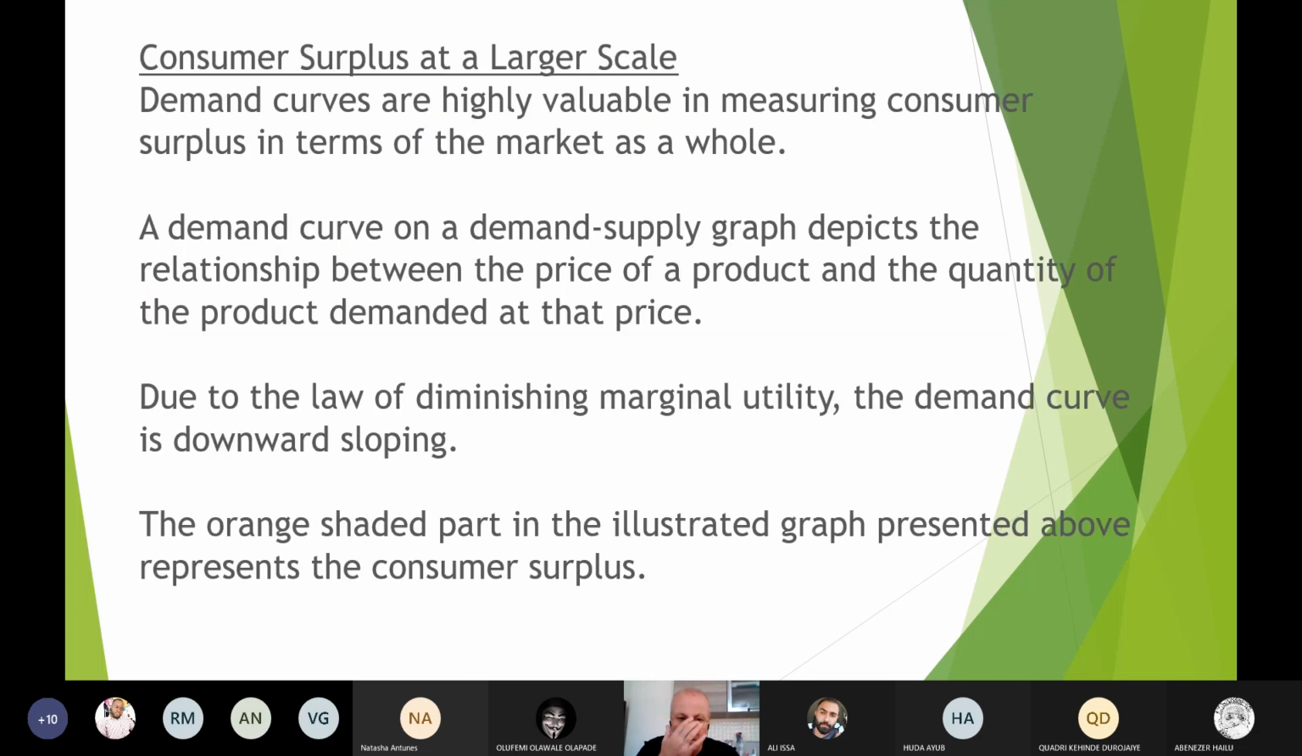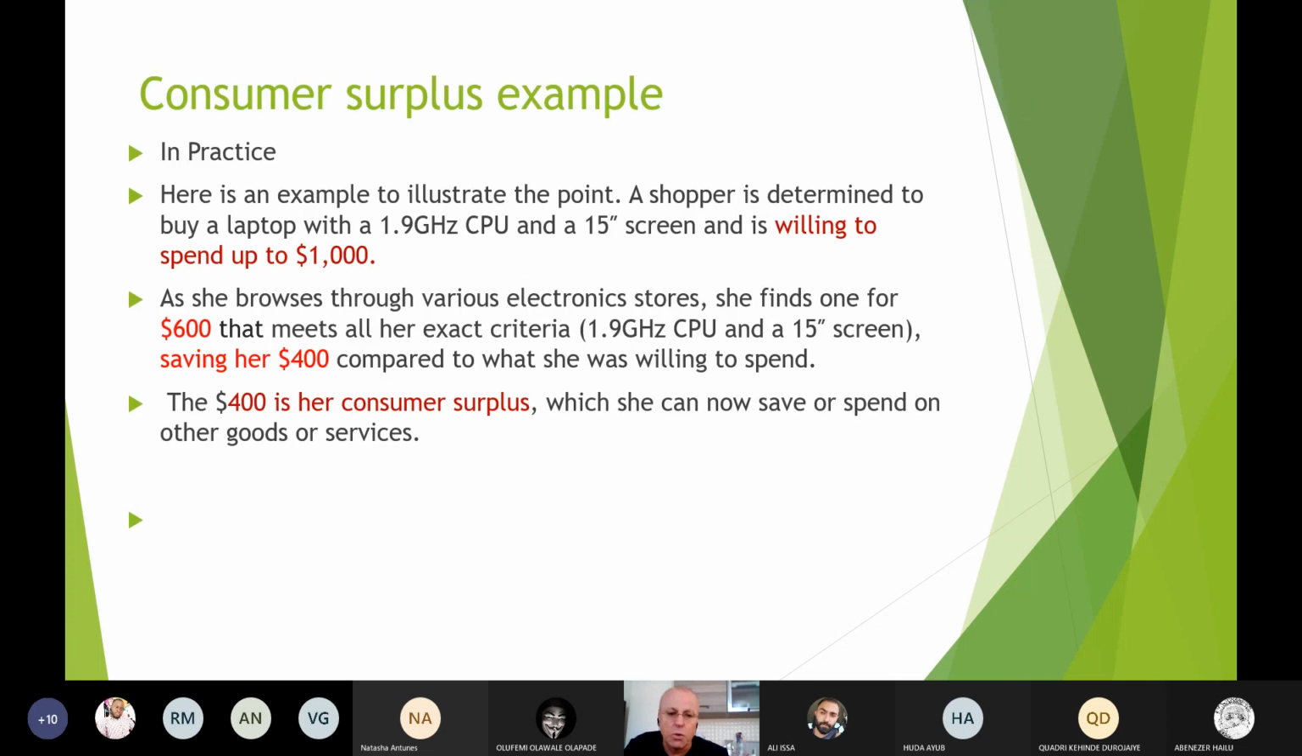And then when we look at this large scale model, the demand curve is highly valuable in measuring consumer surplus for the market as a whole. A demand curve on a demand supply graph depicts the relationship between the price of the product and the quantity of the product demanded at that price. And due to the law of diminishing marginal utility, the demand curve is downward sloping, as I mentioned to you in the first class. And the orange shaded part in the graph presented above represents the consumer surplus.